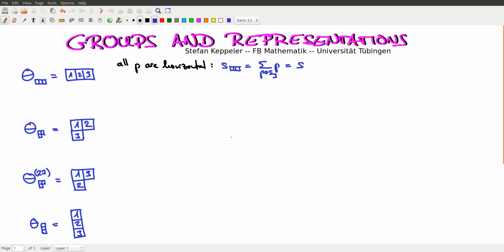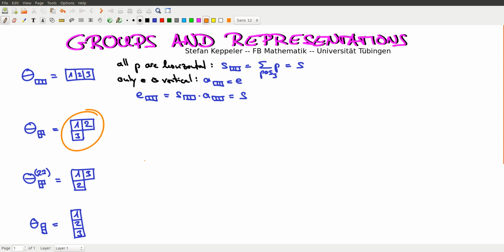So it's the total symmetrizer of S3. Now what about vertical permutations? Only the identity is vertical. This means the anti-symmetrizer is just the identity. And now we get the Young operator for this tableau as the product of the two, row symmetrizer times column anti-symmetrizer, and that's just the total symmetrizer of S3 in this case.